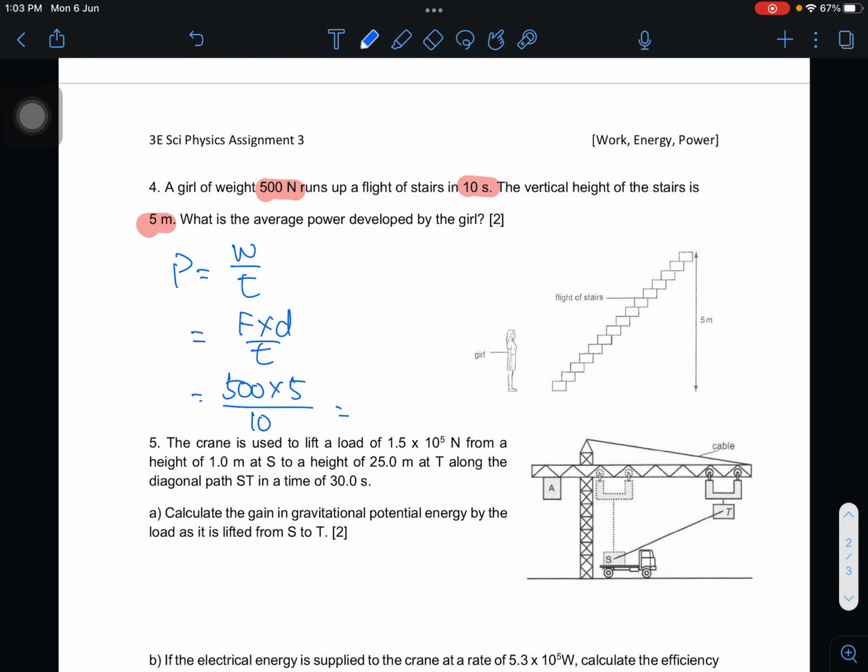So this is, I consider, a very kind question because they only give you values that you need. Then you can just straight away plug in all the values and find the answer. All right, 250 watts. Right? Simple.